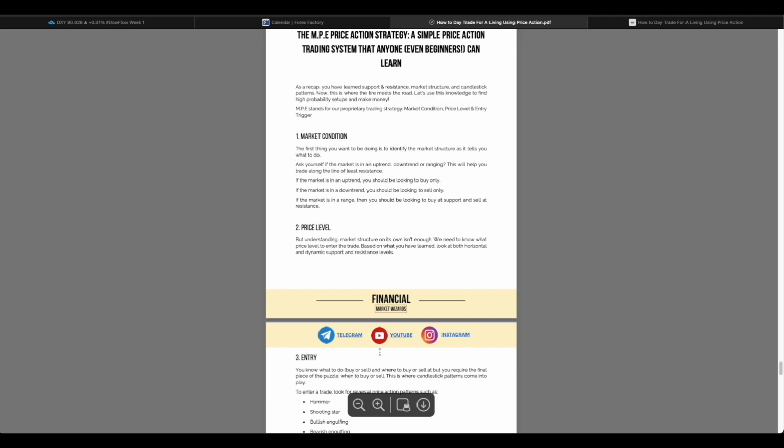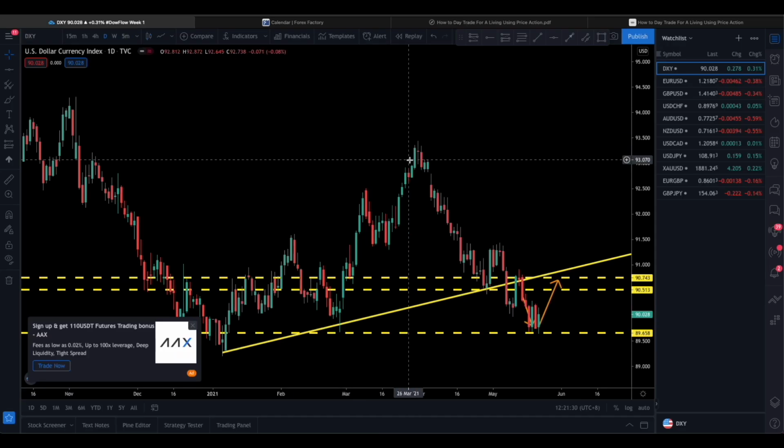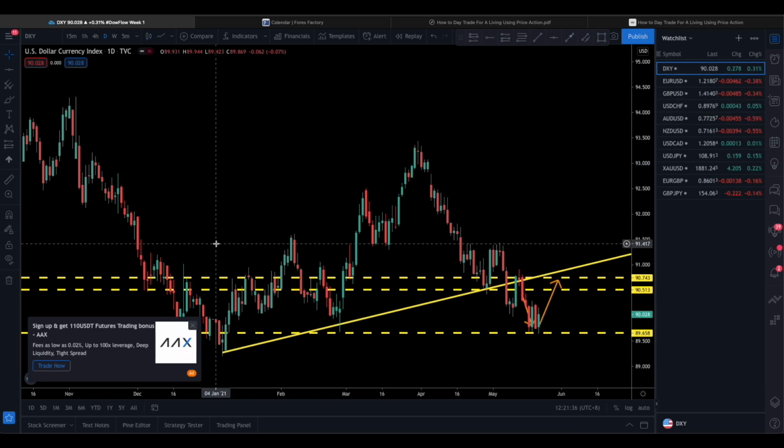Now, just a very quick refresher. M stands for market condition, P stands for price level, and E stands for entry. And what I will do shortly is I will use this MPE trading framework to analyze the currency pairs right here and give you the key levels to focus on.